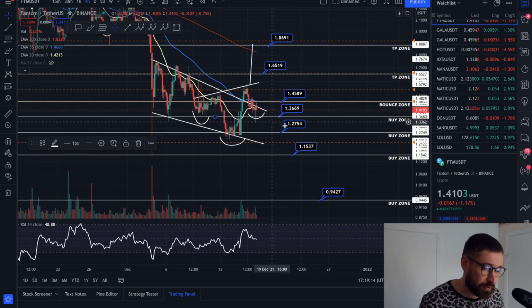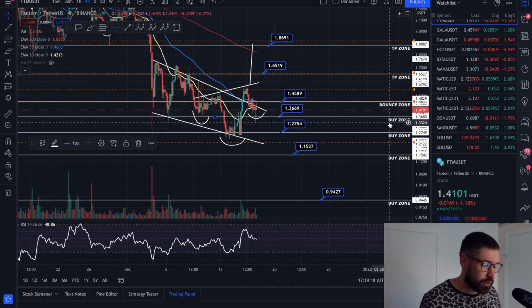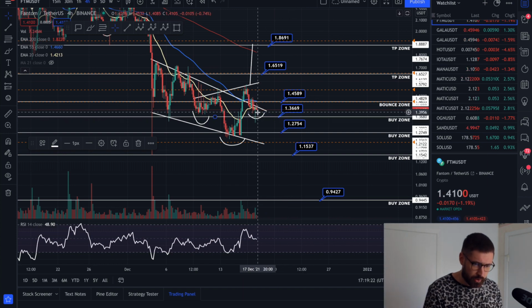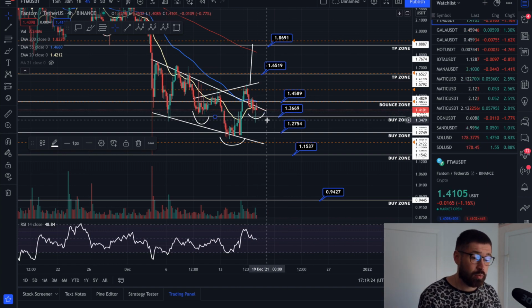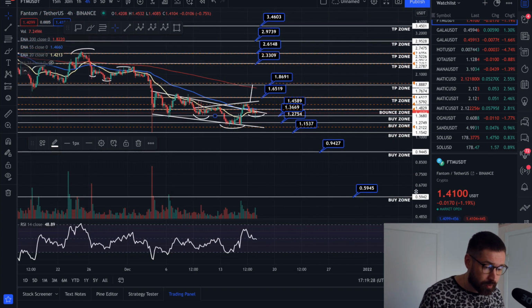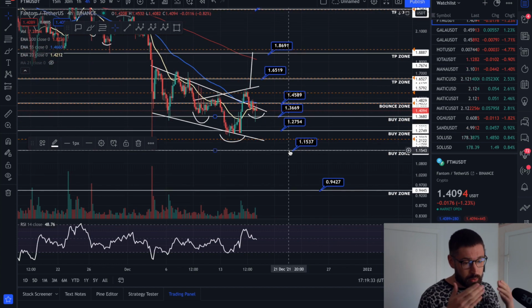Now you may see Fantom come down here to 136, so we can start dollar cost averaging once again. I've just changed it to buy zone here because we've already broken even with that wick. So if it does come down and you weren't able to get back in, 136, 127, 115, 94 and 59 are our buy zones for FTM. Equal amounts if you're spot trading, double your margin.